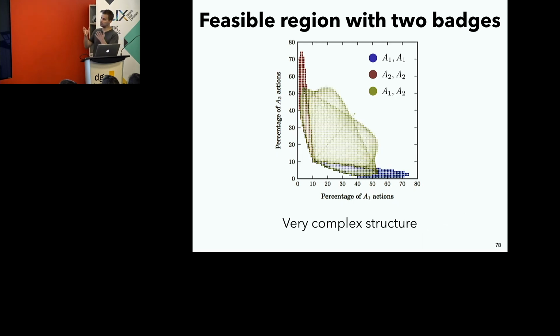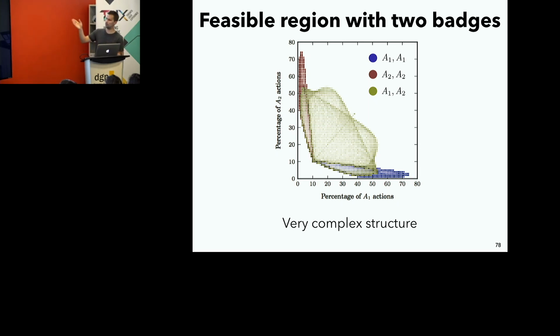It turns out for these two particular badges, it looks like this. It's a very interesting, complicated heart shape. The blue points that I've drawn here are things you can elicit with two badges on the same action. So of course, they're closest. The two A1 badges are closest to eliciting a lot of A1 actions and not very many A2 actions.